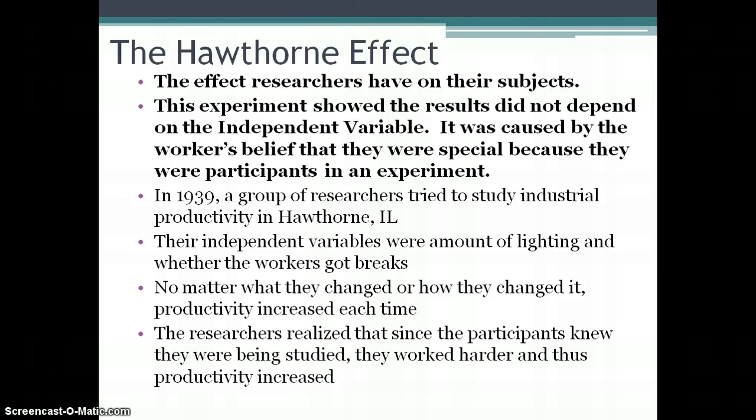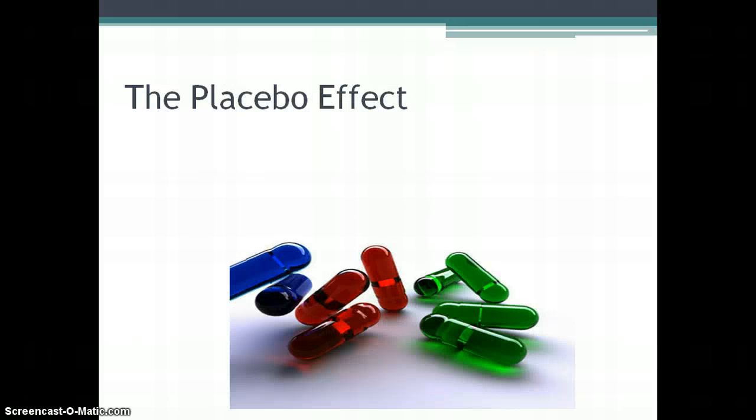So going back up to our bullet up here, it says that this experiment showed the results did not depend on the independent variable. It was caused by the workers' belief that they were special because they were participants in an experiment. So, in other words, it's better to perform something like naturalistic observation so that the participants are unaware and don't change their behavior because they know that they're being watched. That's just one example. Next, there's something called the placebo effect.